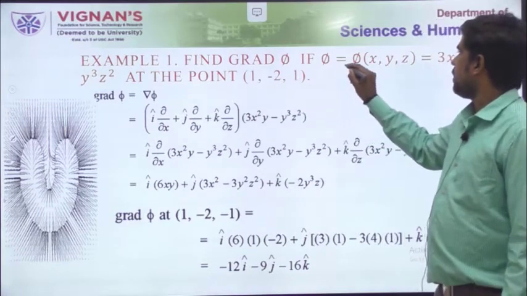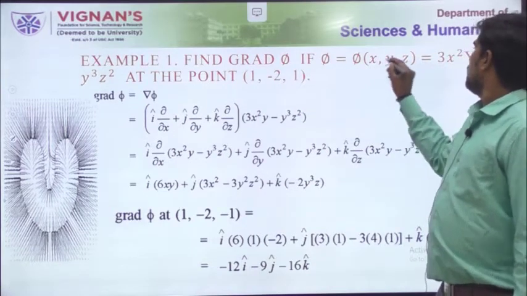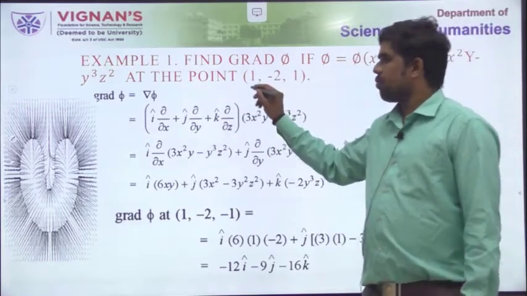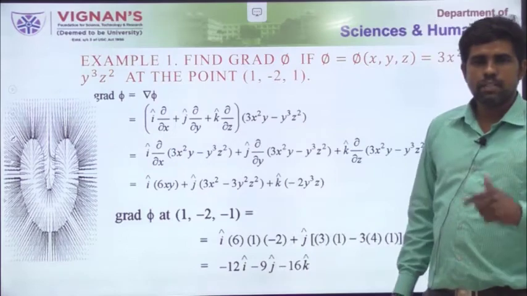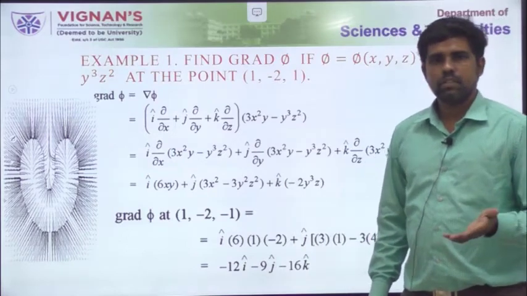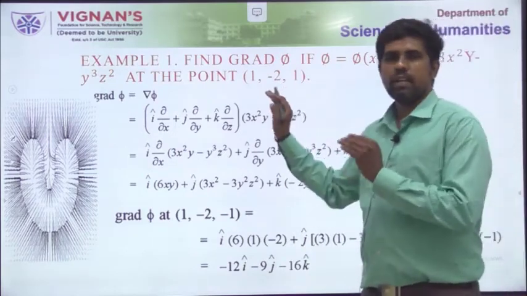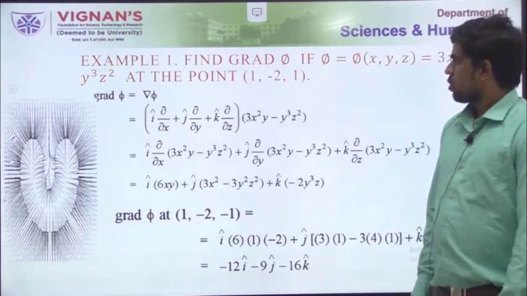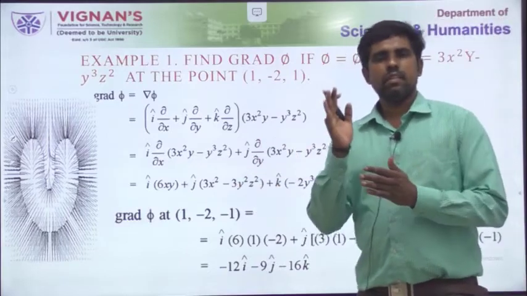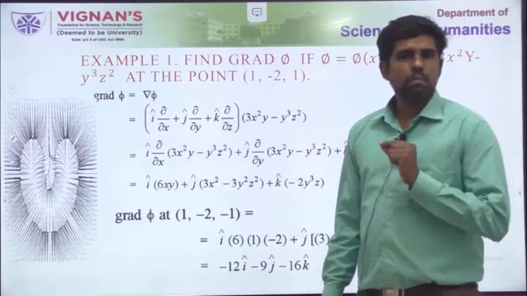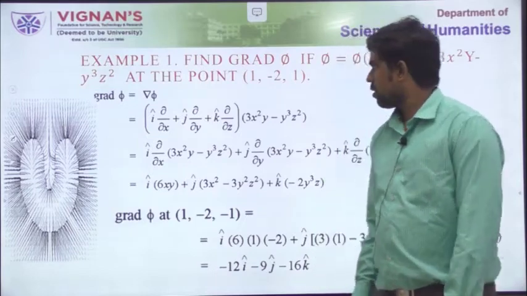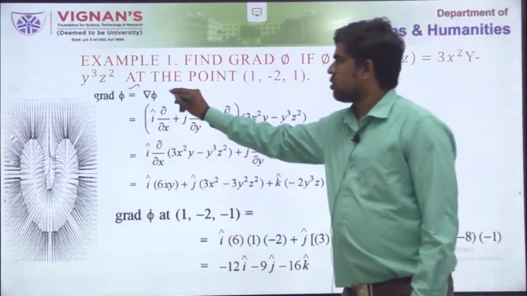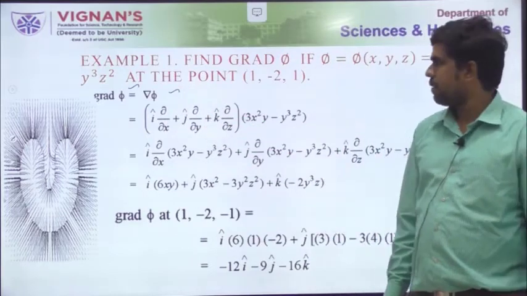Find gradient of phi if the surface is given by 3x square y minus y cube z square. So they are asking you to find it at a particular point. As I told you, it will vary point to point. Okay, so they are asking you to find a gradient of this surface at a certain point. So what it means, we are going to find a normal vector at that point on that surface. So you start with grad phi, notation is del phi or nabla phi.